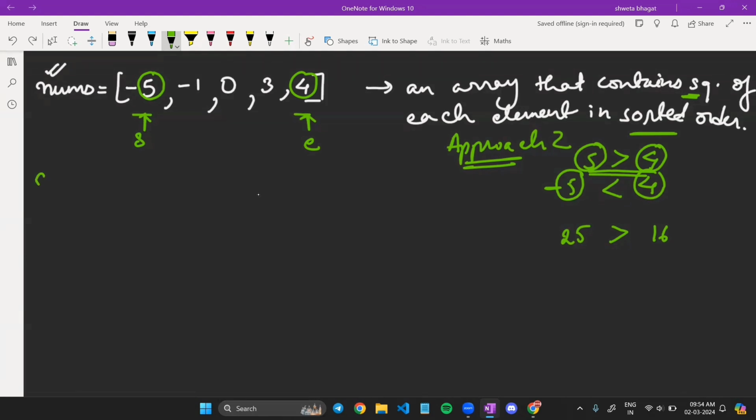Initially, we'll start by taking a vector, let's say answer, and its size would be the same as the size of the given vector. Here the size is 5, so the size of answer will also be 5.